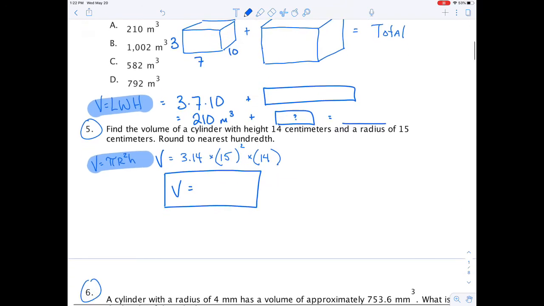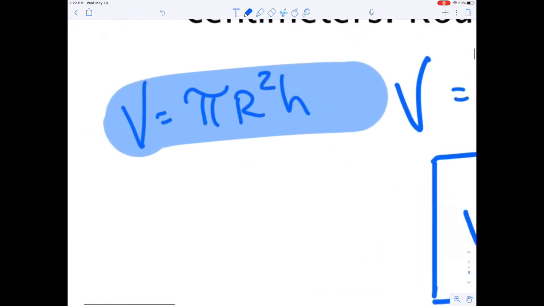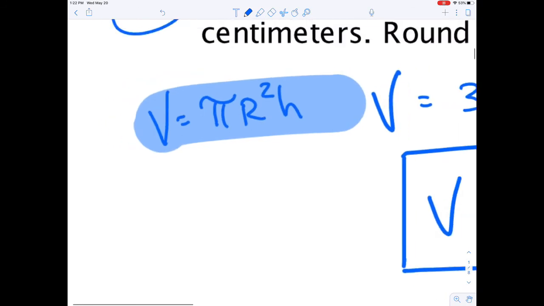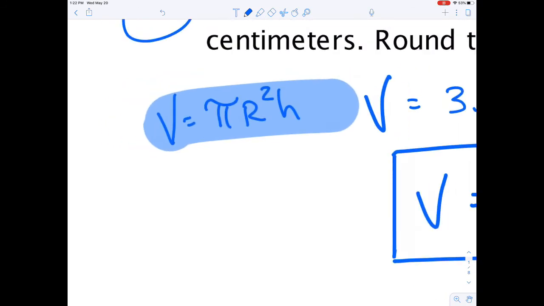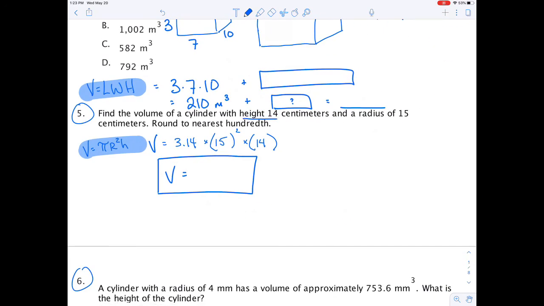Good. Now moving on. Question number 5 deals with the volume of a shape we did study, a cylinder, like a can of soup or a can of soda. The formula for the volume of a cylinder is V equals pi r squared h, right? R is radius, h is height, and V is volume. This problem gives us some information. It tells us the height is 14, it tells us the radius is 15, and it wants us to find the volume. So you'll notice that we have V, because we don't know the volume yet.